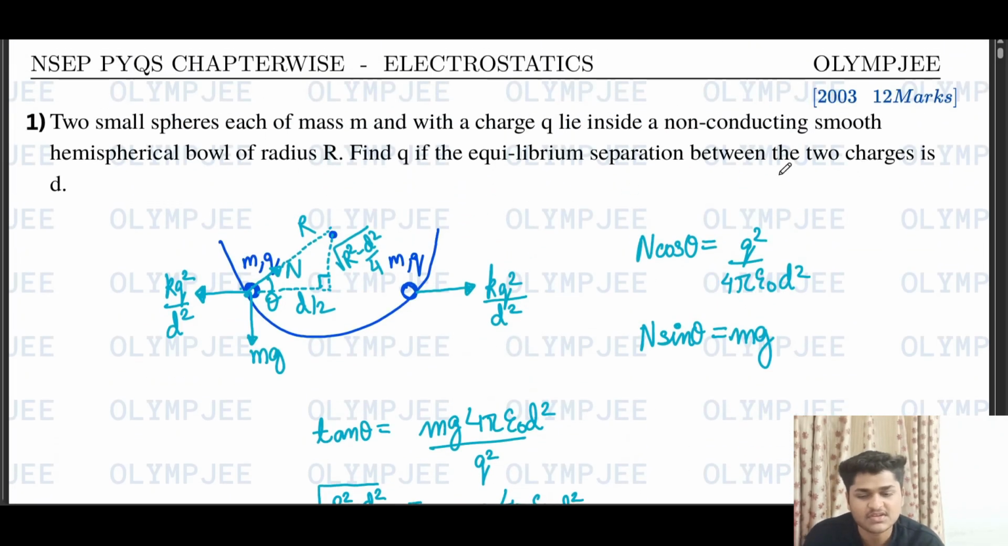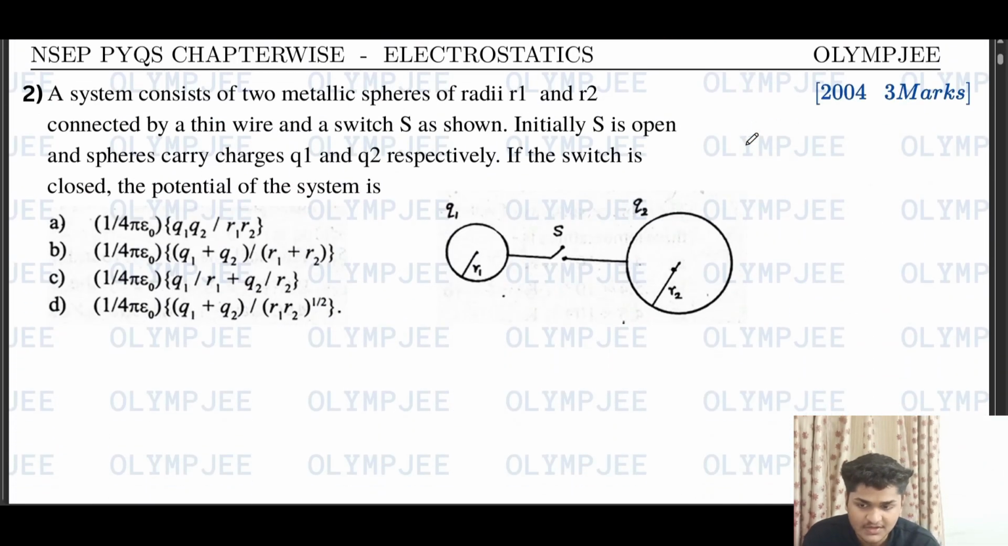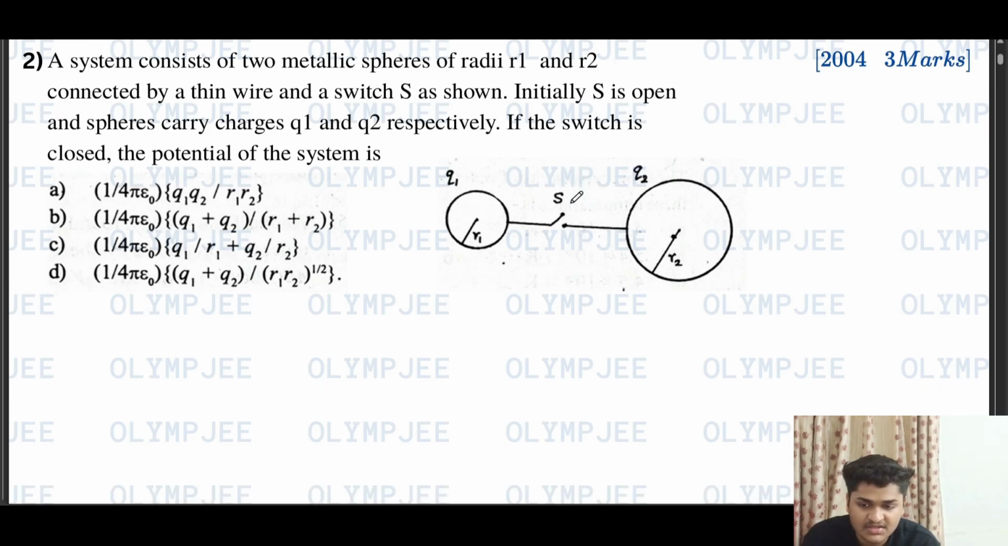It was a 12-mark question. It was fairly simple. And moving on to question 2. A system consists of two metallic spheres of radius r1 and r2 connected by a thin wire and a switch S as shown. Initially S was open and the spheres were carrying charge q1 and q2, and then it is switched closed. So we need to find the potential of the system.